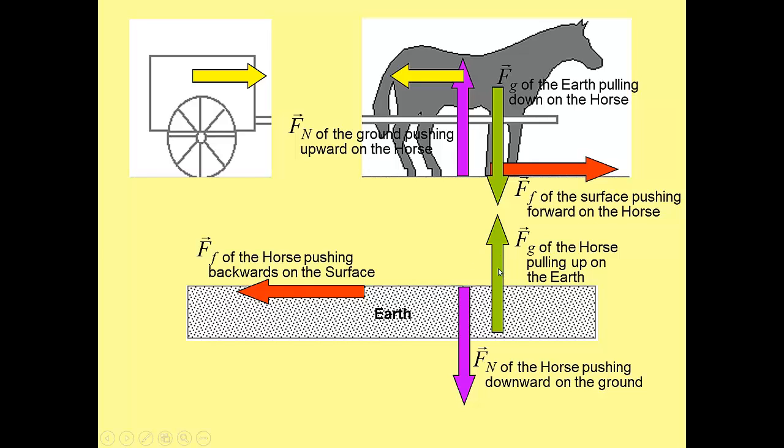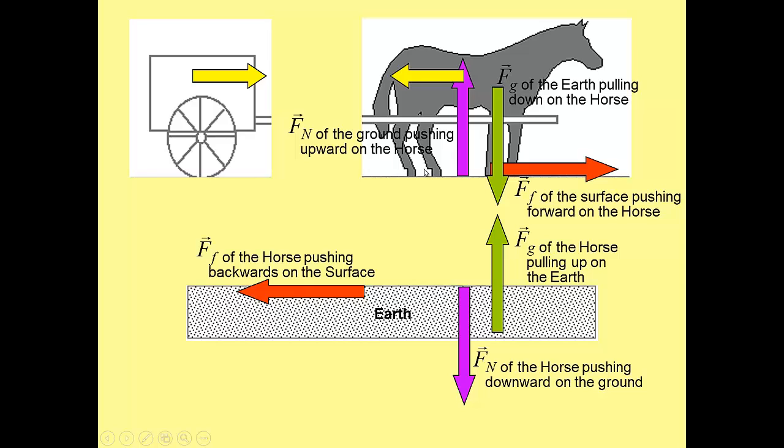So notice here, there's actually four Newton's third law interactions going on. The horse is pulling forward on the cart, and the cart is pulling backwards on the horse. The earth is pulling down on the horse, and the horse is pulling up on the earth, with a force of gravity. The horse, through its hooves, is pushing down on the ground, normal force, and the ground is pushing up on the horse, normal force.